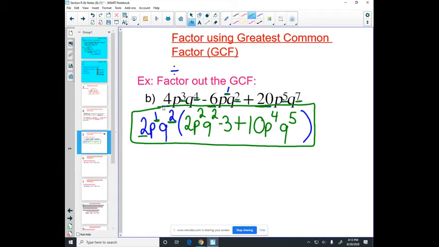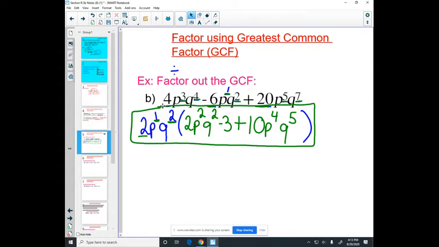Okay, that's pulling out the GCF. Find what the numbers are all divisible by, and then find with the variables how many you could pull out of each term. Okay, and then you just divide and put your answer in the parentheses. That's how you factor using the GCF.